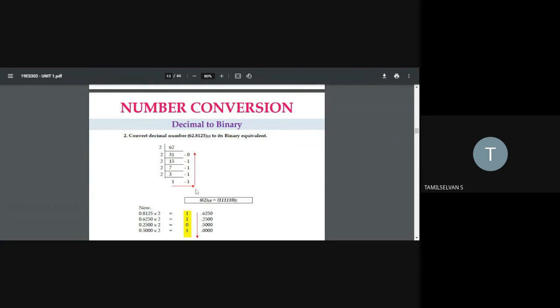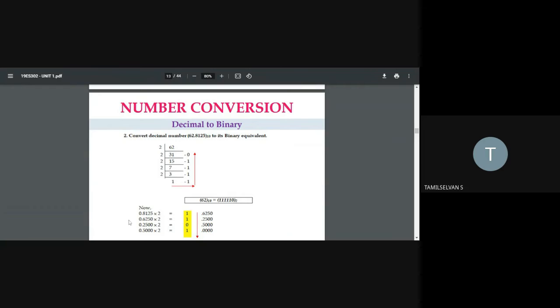So next, the final solution, I have already told you that. Please take this binary value from bottom to up level, right? So 111110 is the exact binary value for this decimal number 62, right? So next, we can move to the floating point conversion.